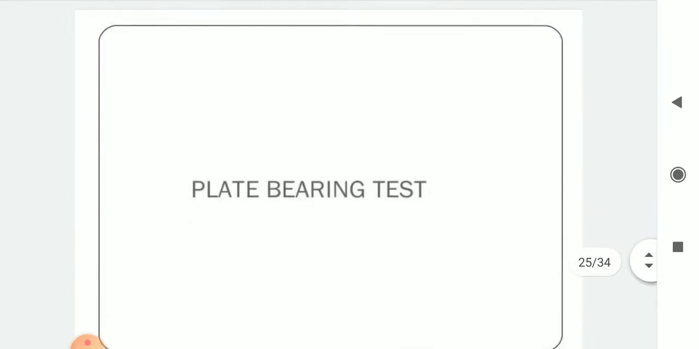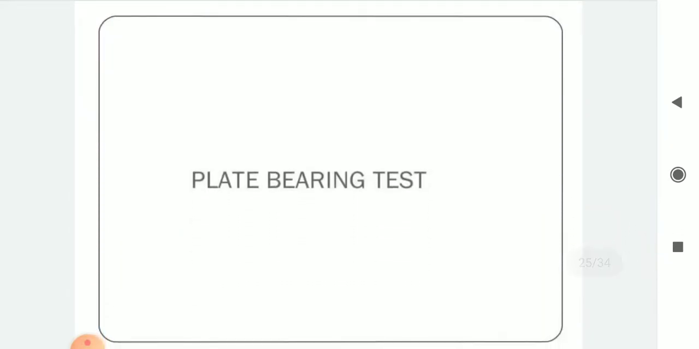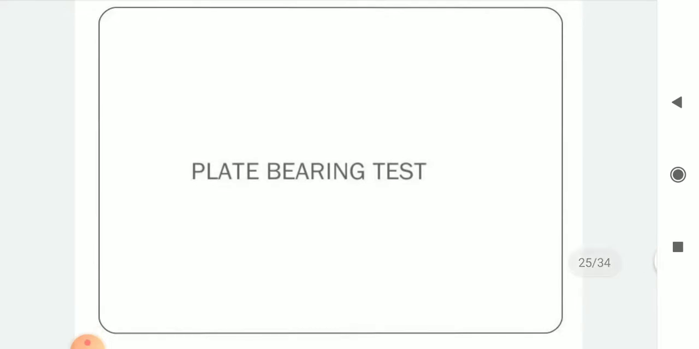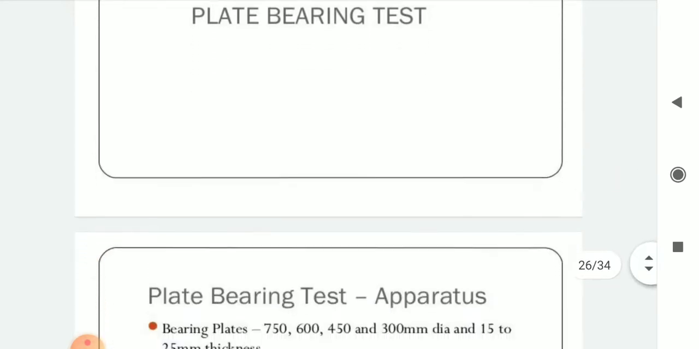The next test is the plate bearing test on the soil, which we are going to discuss. In this lecture we will discuss only the tests and the classification of soils. Okay, so let's start with the plate bearing test.